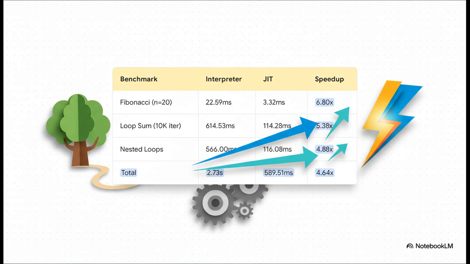This table pits the simple interpreter against the JIT-powered virtual machine. And just look at that speed-up column. For a task like calculating a Fibonacci sequence, it's almost 7 times faster. For loops, it's over 5 times faster. The performance gain isn't just noticeable, it's dramatic.